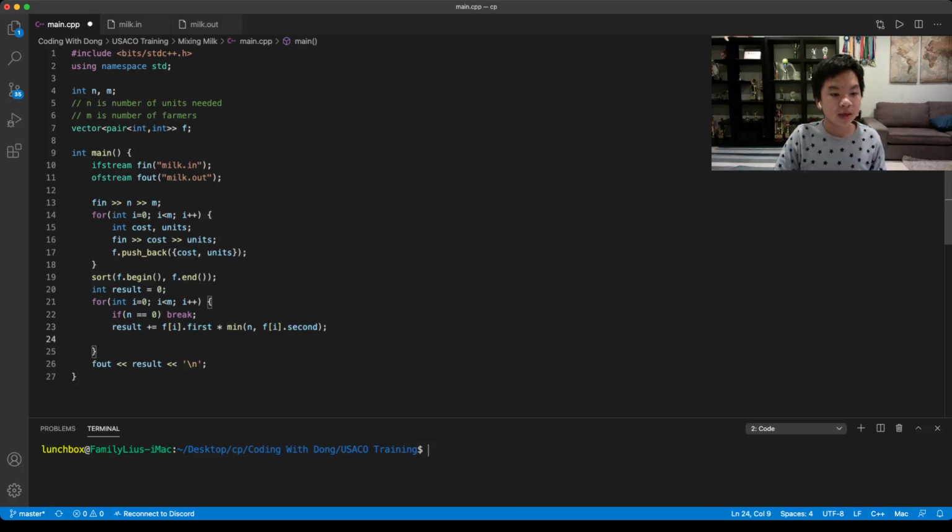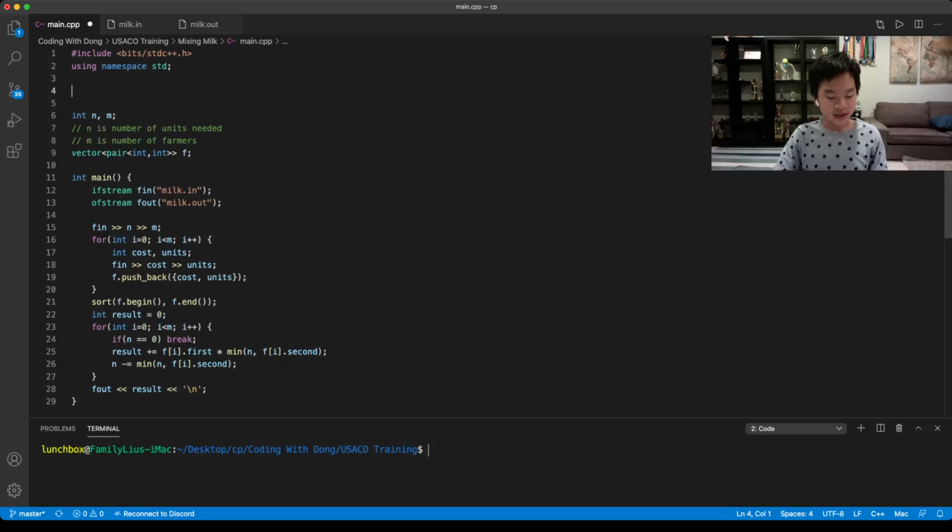And now since we bought this many units, we need to subtract that from our n because we just bought it. And I think it is better to use, let's use a long, since I think the constraints are pretty high. So here, long here. The cost should be long. Okay, so the result should also be a long.